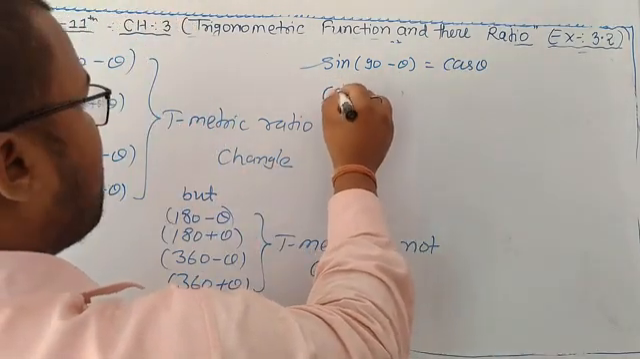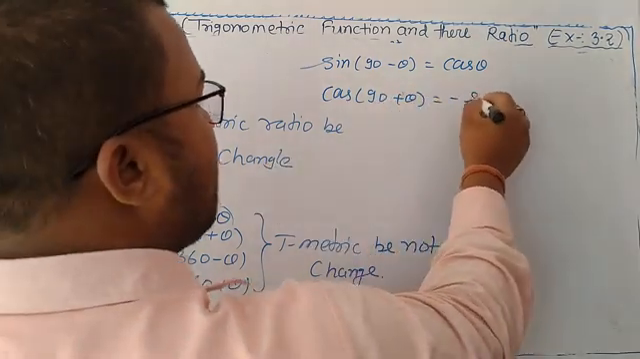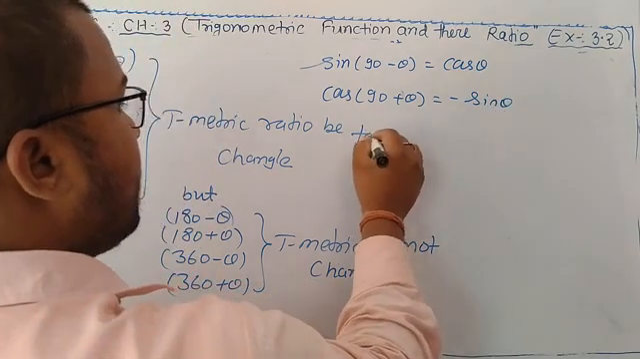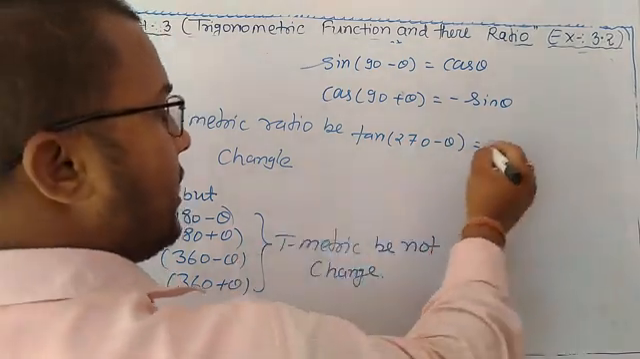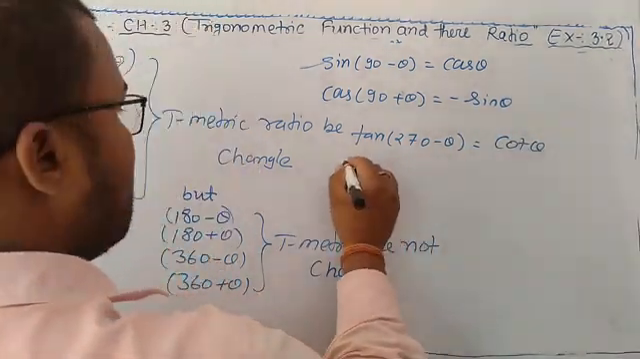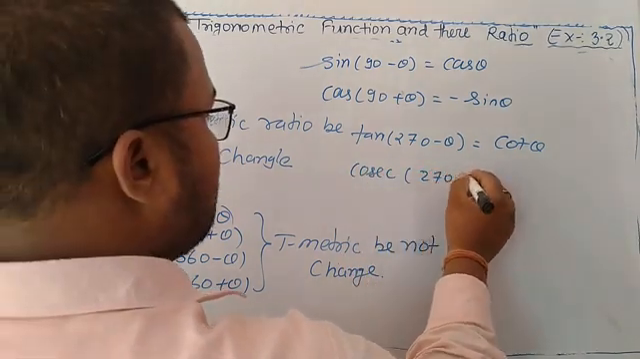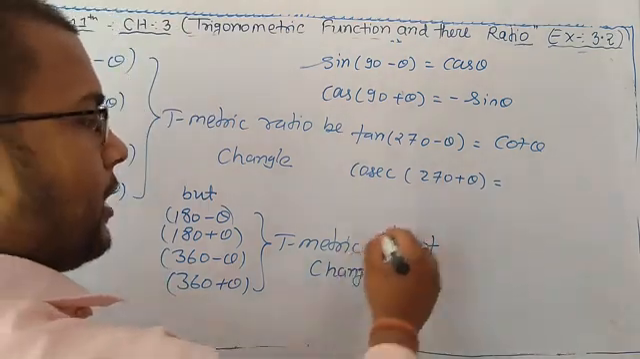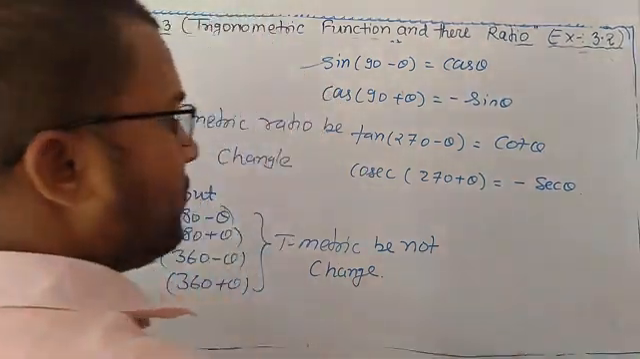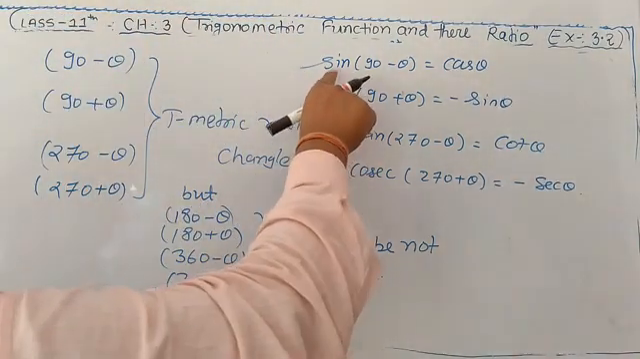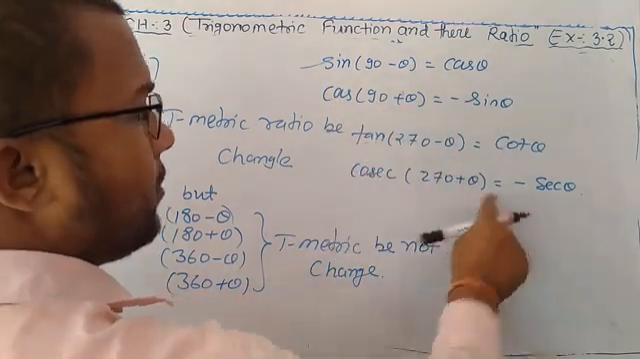Suppose cos of 90 plus theta, moving in the second quadrant, gives minus sin theta. Tan of 270 minus theta, moving in the third quadrant, gives cot theta. Cosec of 270 plus theta, moving in the fourth quadrant, gives minus sec theta. Okay student, the trigonometric ratios change: sin, cos, tan, cot, cosec, sec.